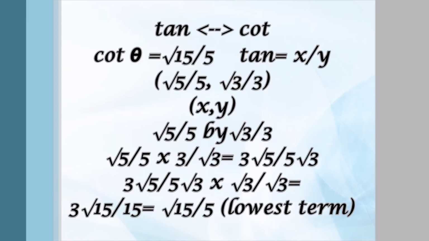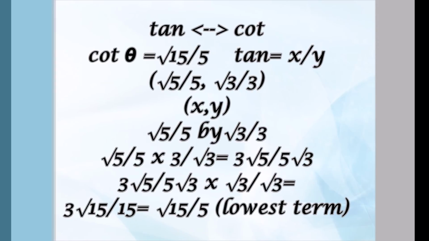There should be no radicals in the denominators, so 3 square root of 5 over 5 square root of 3 times square root of 3 over square root of 3 is equal to 3 square root of 15 over 15. Lowest term, and the answer is cotangent theta equals square root of 15 over 5.